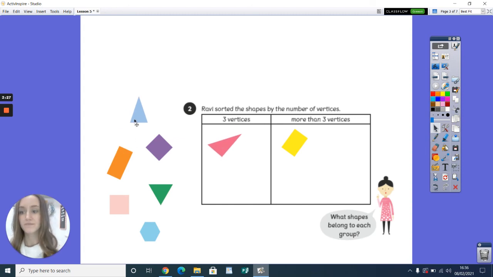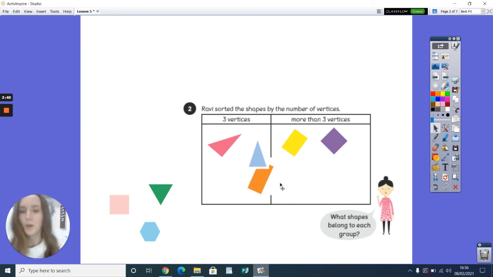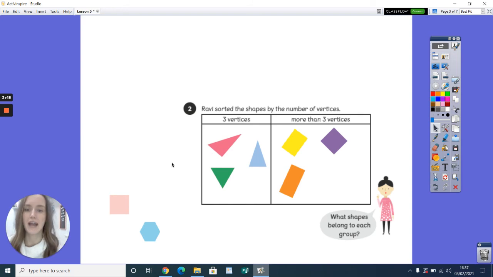3. This one, 3. This one, more than 3 or 3? More than 3. We can say 1, 2, 3, 4. Another rectangle, 3. No, more than 3. Another triangle over here. No, triangles have got 3. We know that because of the part of the word which is tri. Tri means 3. A square, how many vertices does a square have? It has 4, so it goes here. No, it goes over here. And the last one there, hexagon, does it have 3 vertices? No, it has more than 3.